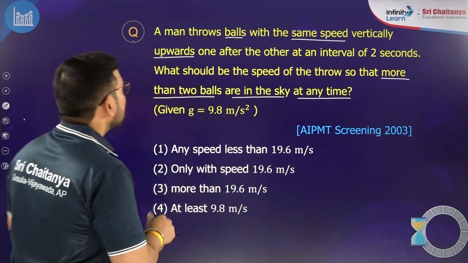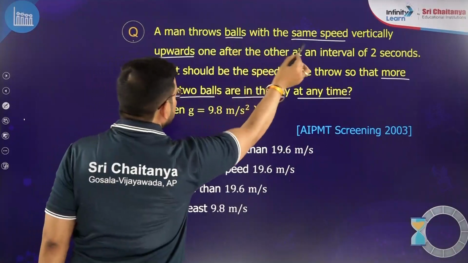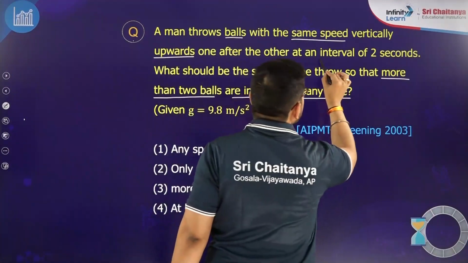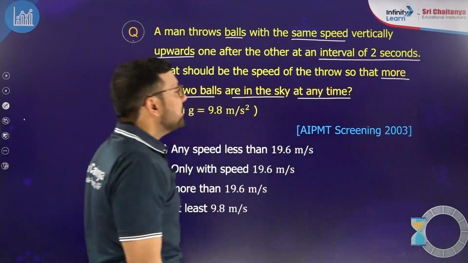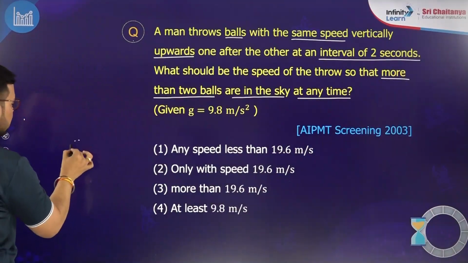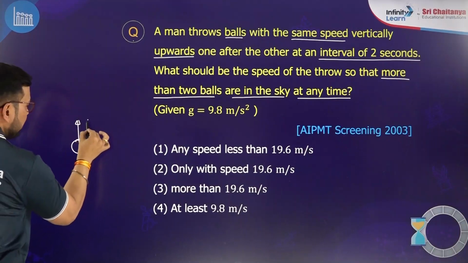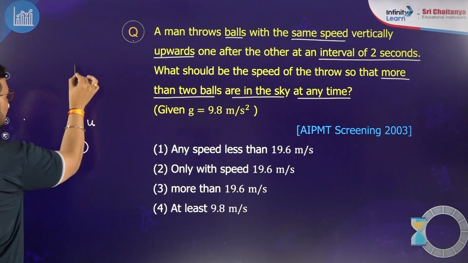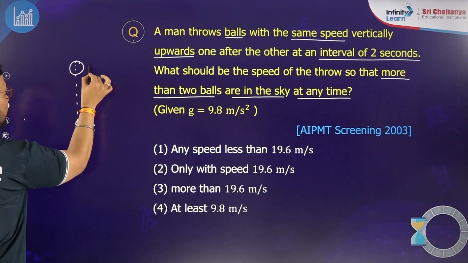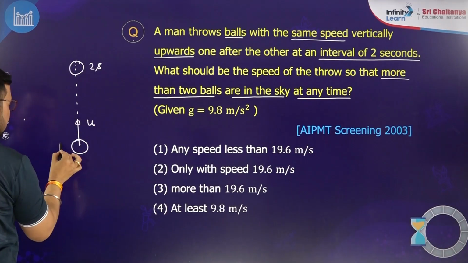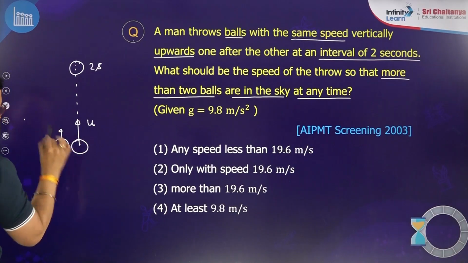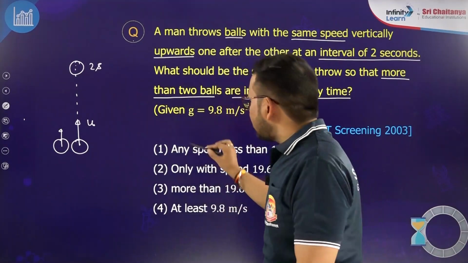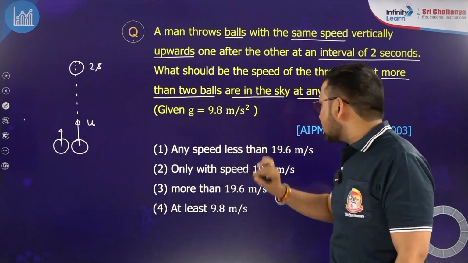Got it? So here the man throws balls with the same speed. Now understand, what time is given? A time interval of 2 seconds. One ball has been thrown up with some speed u. It is going upward, and after 2 seconds it has reached some point, and then the second ball is being thrown from here. Imagine 3 balls are there, and if you want to analyze the answer.